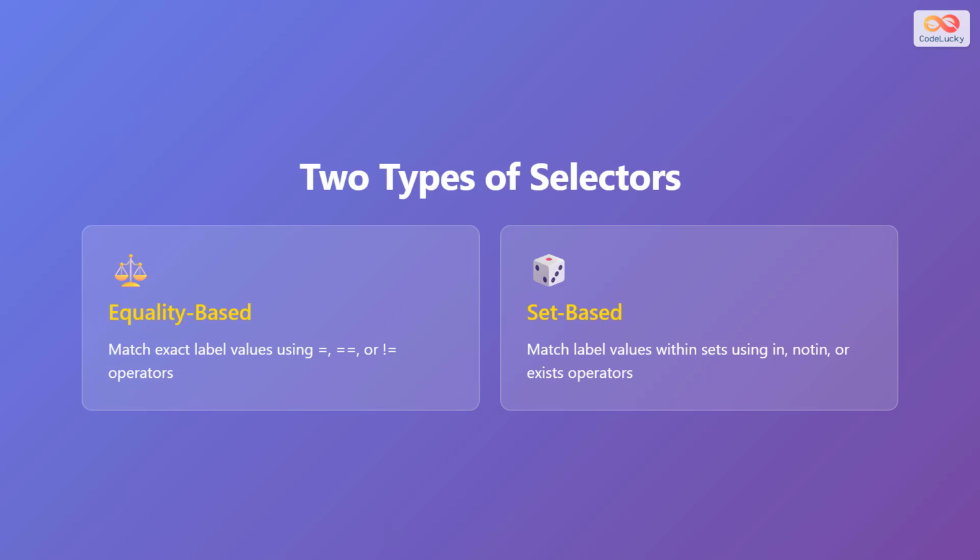Kubernetes supports two types of selectors. First, we have equality-based selectors. These match exact label values using operators like equals, double equals, or not equals. They're straightforward and work great when you need precise matching. Second, we have set-based selectors. These are more flexible and match label values within sets using operators like in, not in, or exists. Set-based selectors give you more powerful filtering options when dealing with multiple possible values.